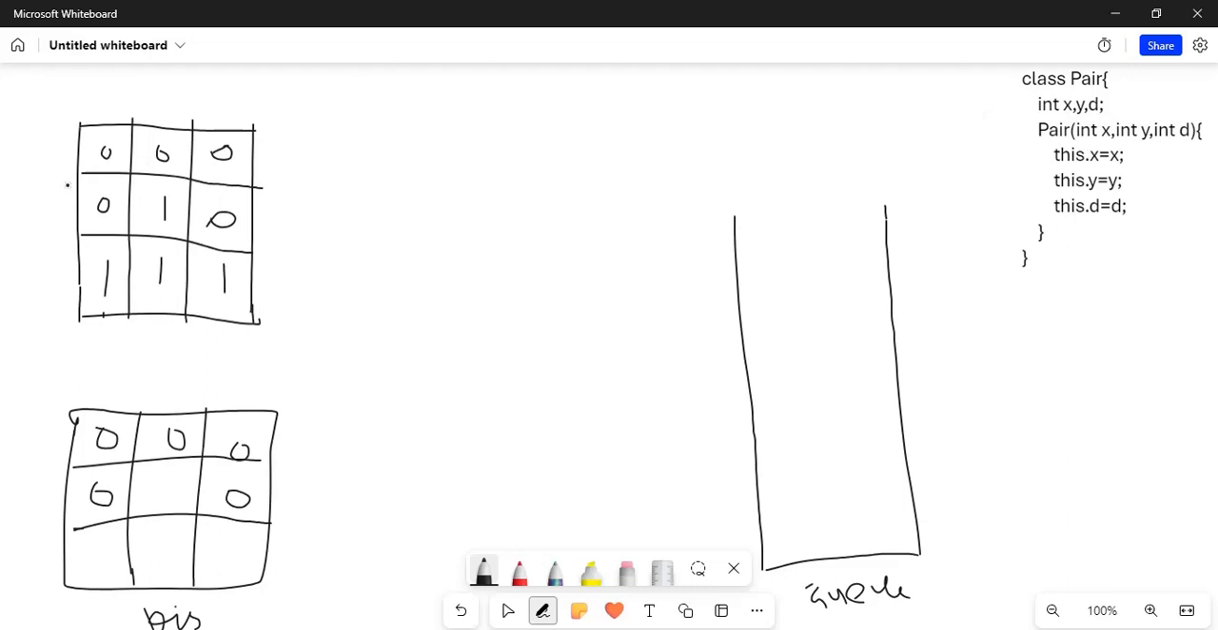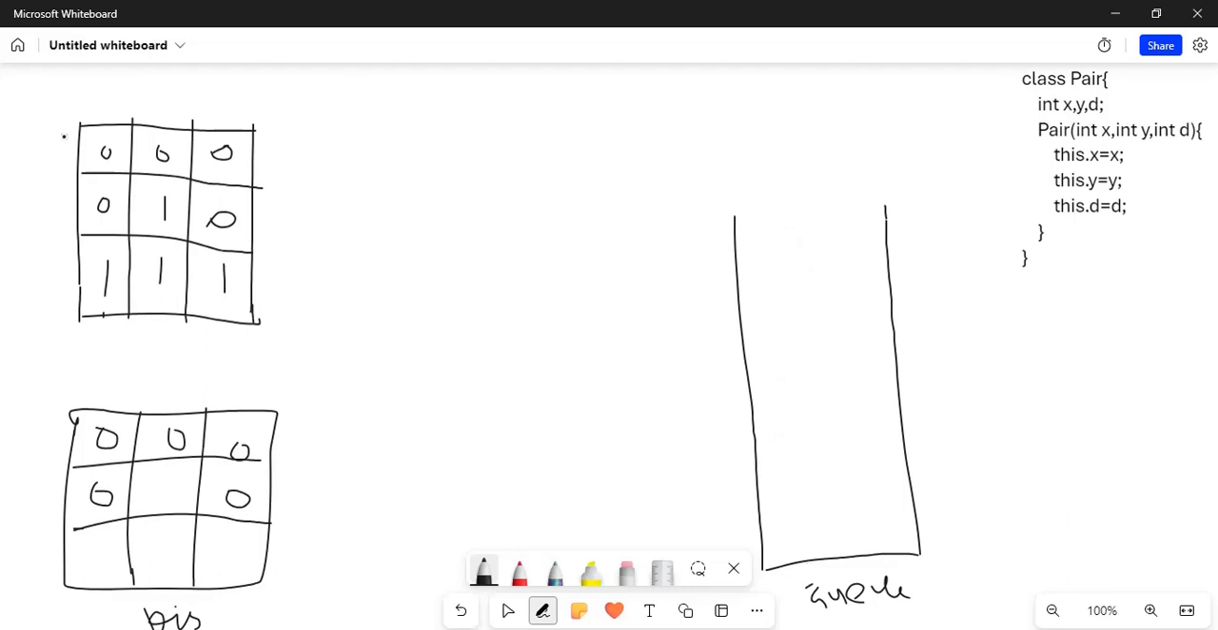That means if for this cell x is 0, y is 0, and d is also 0, that means xy denotes the cell whose row number is x, column number is y, then the answer for this cell will be d. And for a cell having value 0, the answer must be 0. So first put those cells having value 0 in the queue in the form of x, y and d.